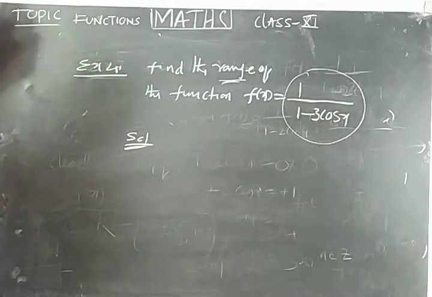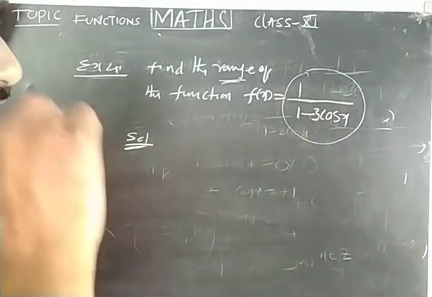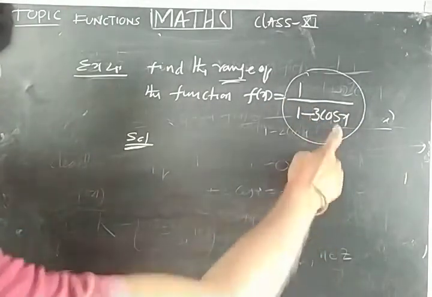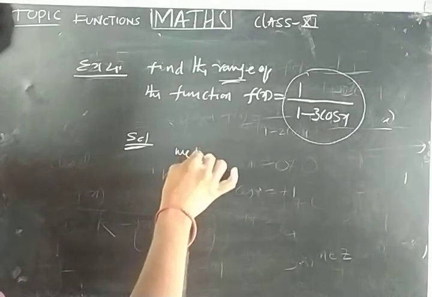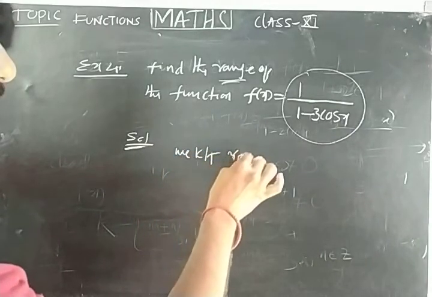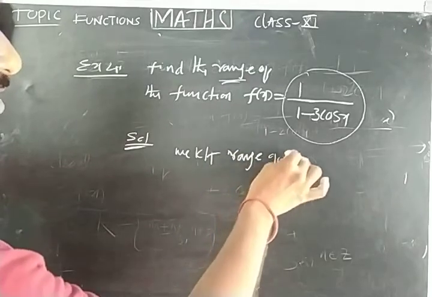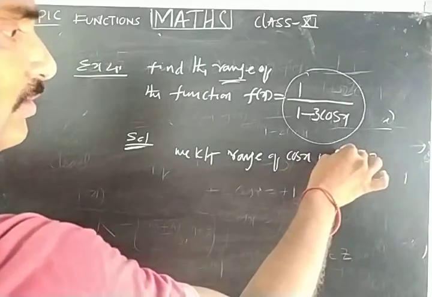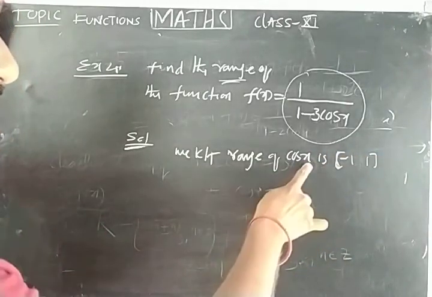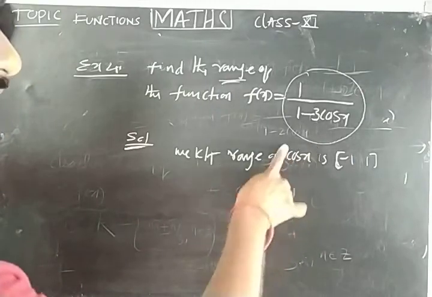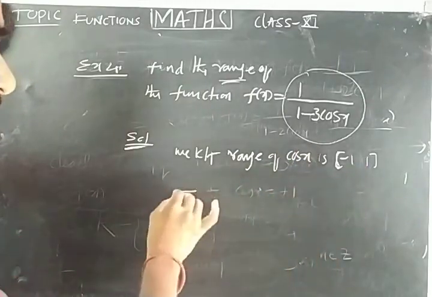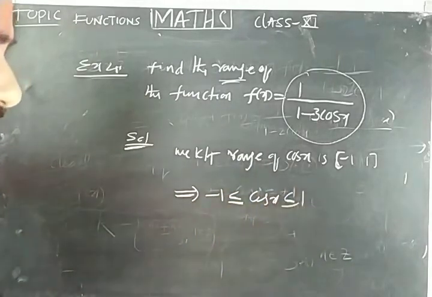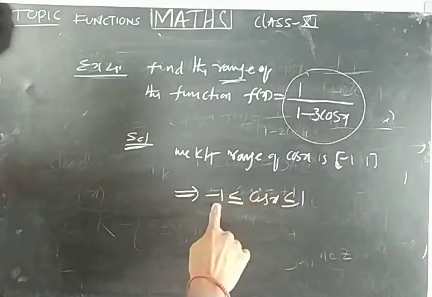See here, to find the range of a function, if you have a trigonometric function, you have to remember what is the range of the trigonometric function. What is the range of the trigonometric function cos x? We know that the range of cos x is the closed interval minus 1 to plus 1. What I said, range means not x values, cos x values. So cos x totally lies between minus 1 to plus 1. Can I write like this? Minus 1 less than or equal to cos x less than or equal to plus 1. Total cos x values lie between minus 1 to plus 1.